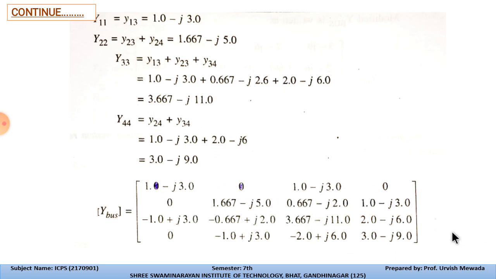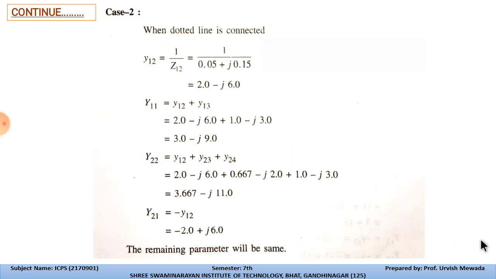So that's why this is called, sorry, admittance matrix, not impedances. So this is the bus admittance matrix, Y bus. Let us discuss now case number 2, when the dotted line is added.